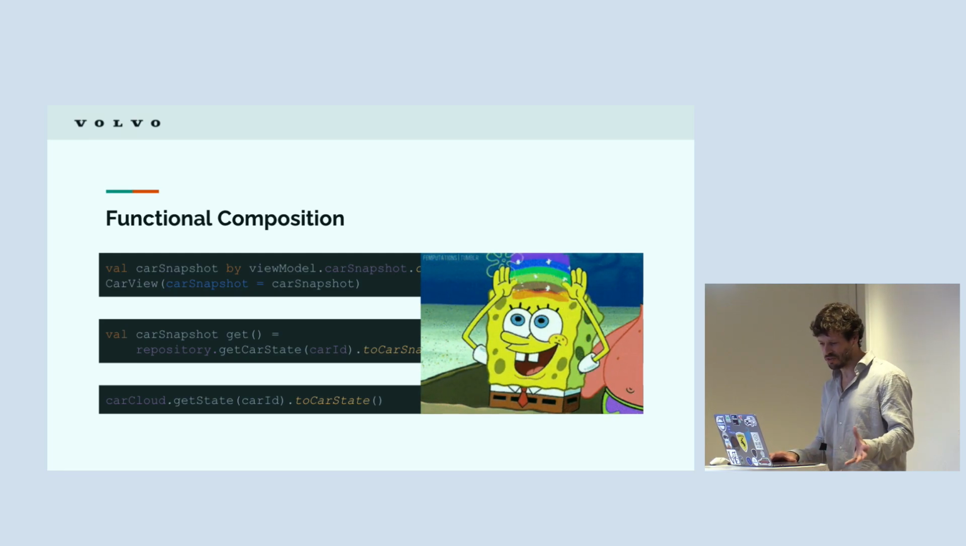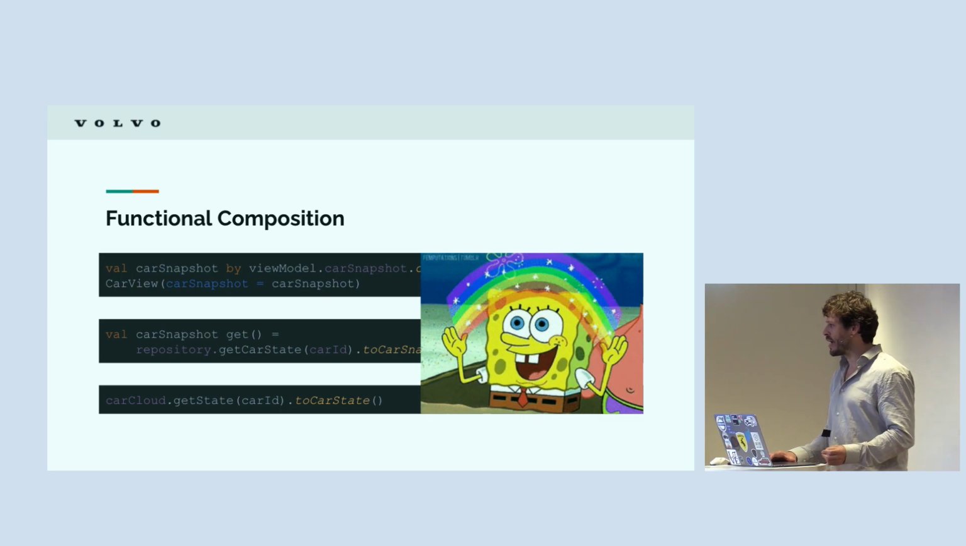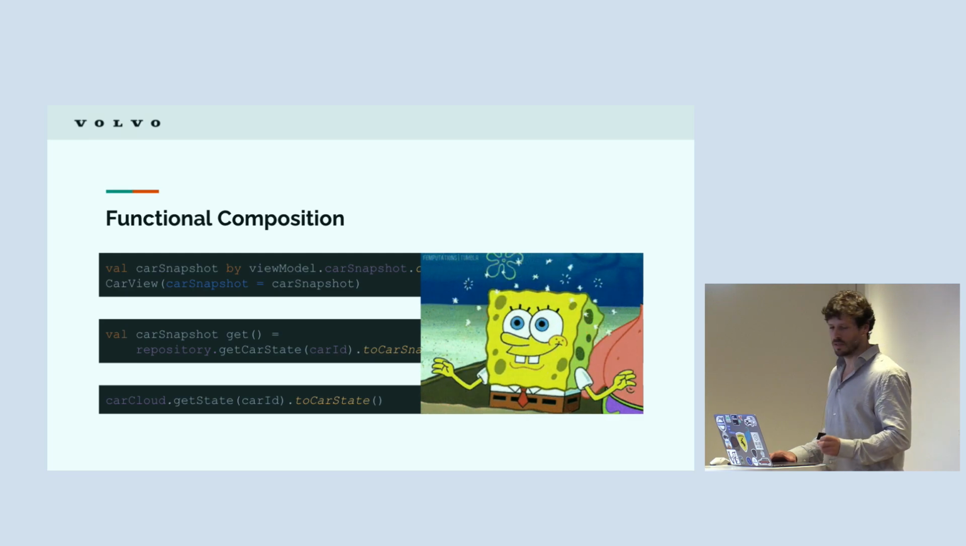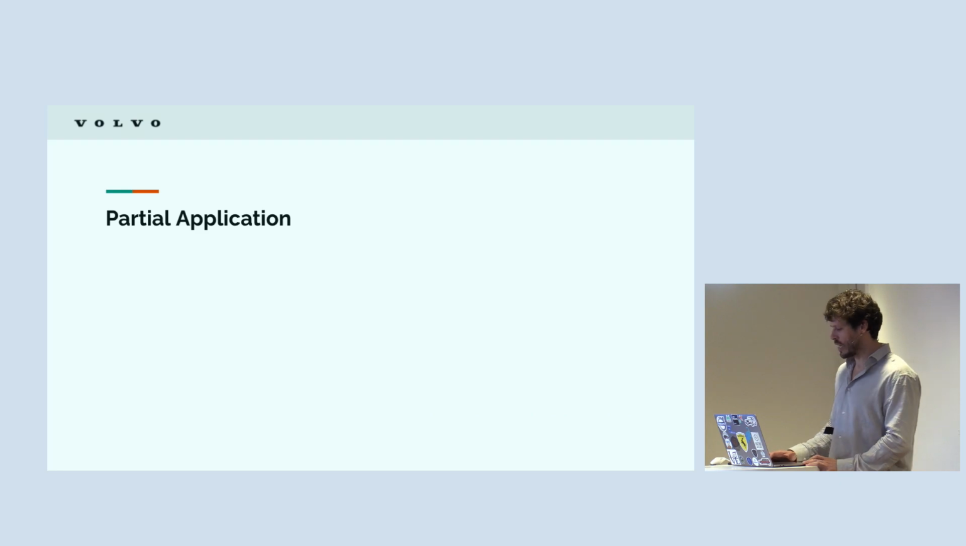So yeah, functional composition is one big topic of functional programming. Another word that was there was apply functions. And we can as well talk about partial application.